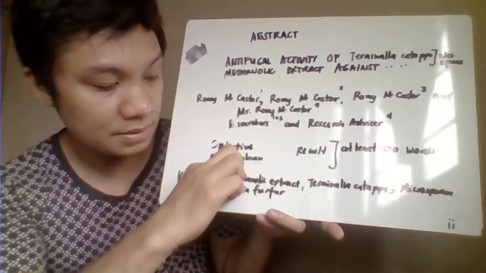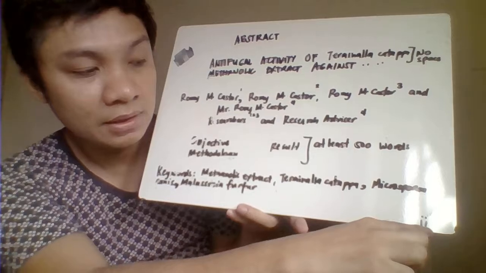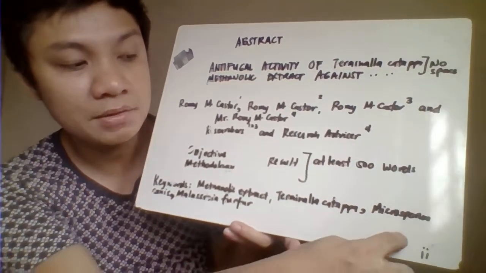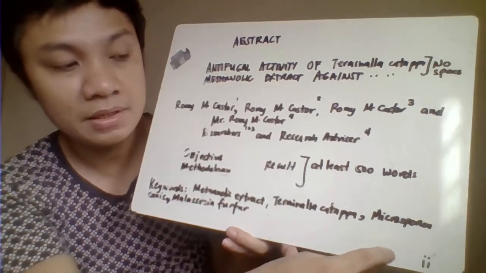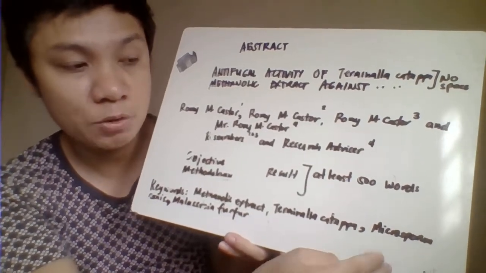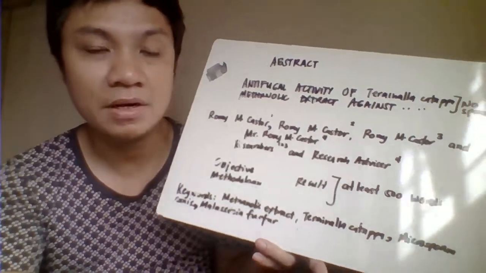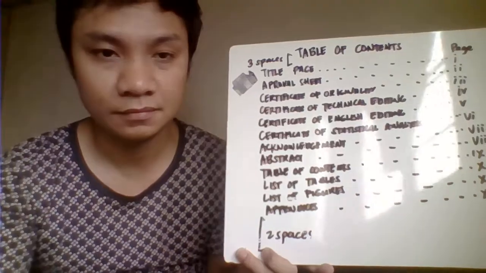Lahat ito walang space in between. Okay, this is your ii, your page number 2 here. Do not write the word or the number 2 for the page, but rather small i, dalawang small i. Okay, that's for your abstract.